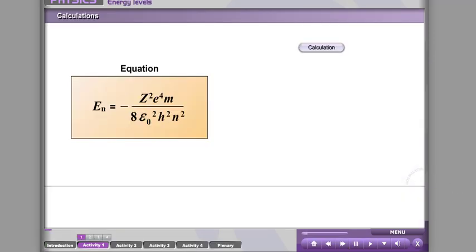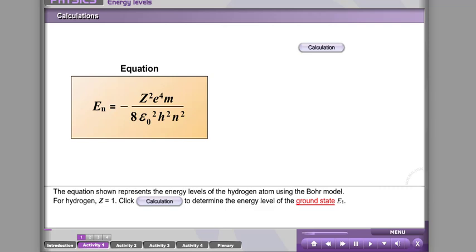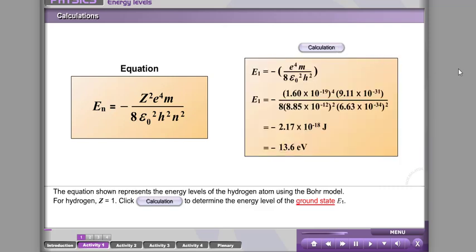The equation shown represents the energy levels of the hydrogen atom using the Bohr model. For hydrogen, Z equals 1. Click the calculation button to determine the energy level of the ground state E1.